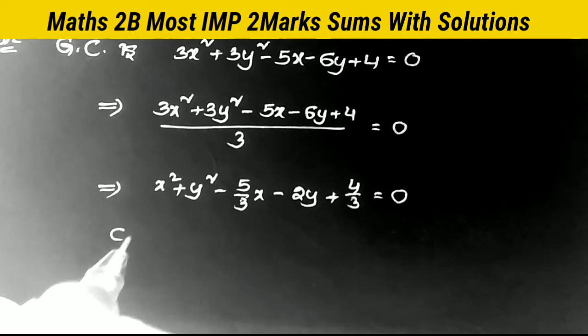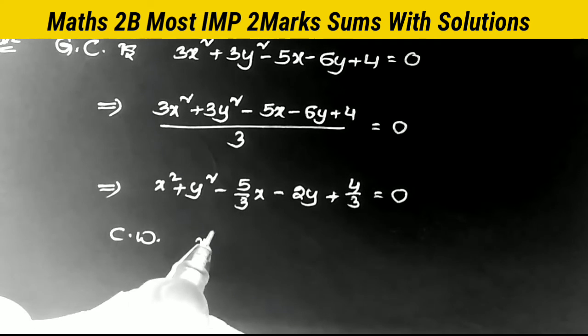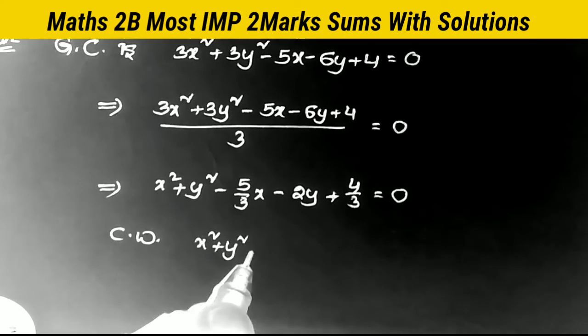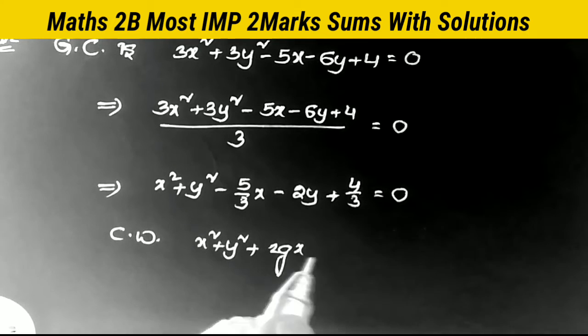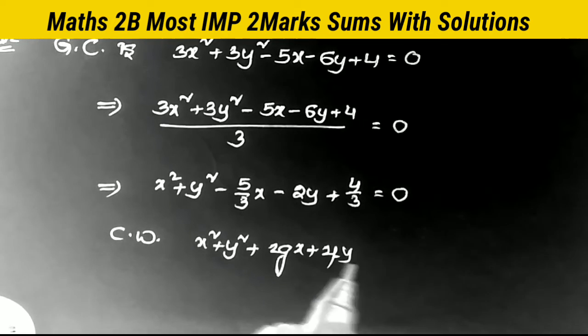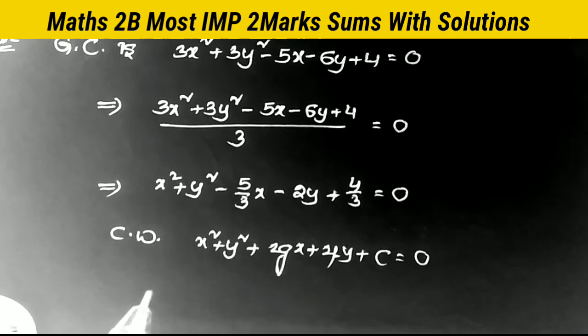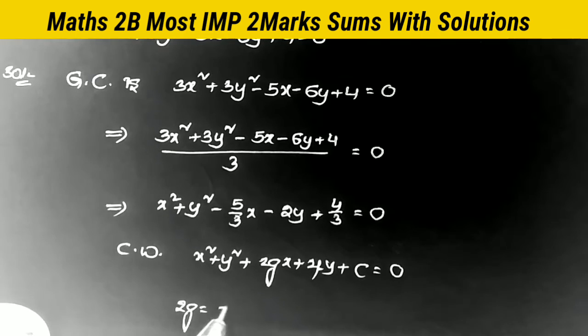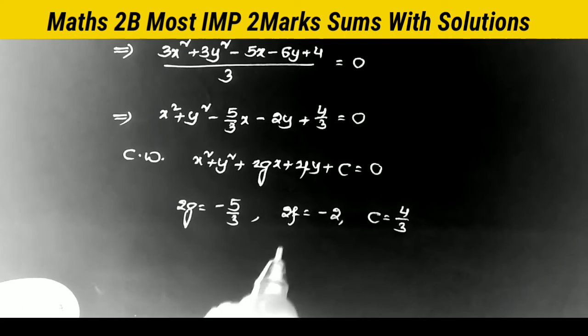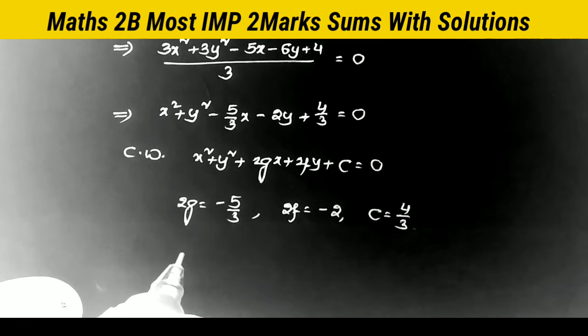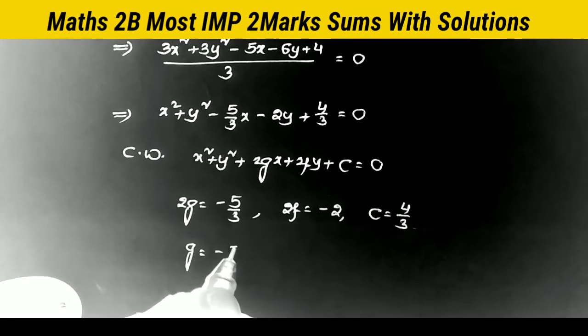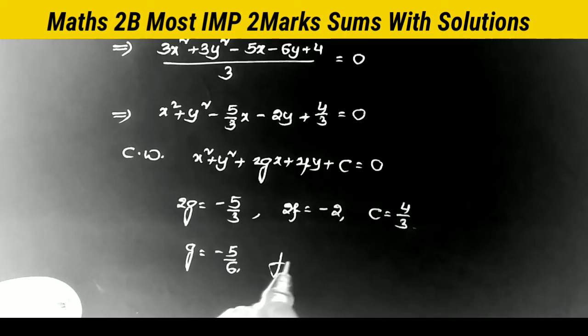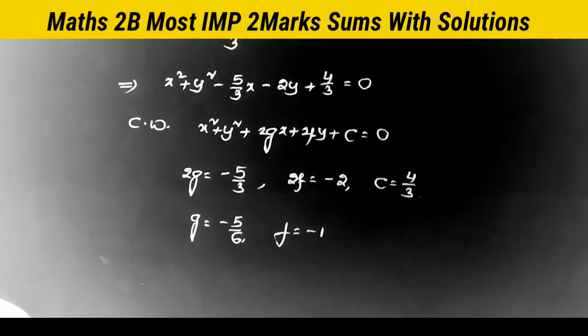Now we compare this equation with the standard form. That is, compare with x square plus y square plus 2gx plus 2fy plus c is equal to 0. That is, 2g is equal to minus 5 by 3, 2f is equal to minus 2 and c is equal to 4 by 3. That is, the value of g is equal to minus 5 by 6 and f is equal to minus 1.